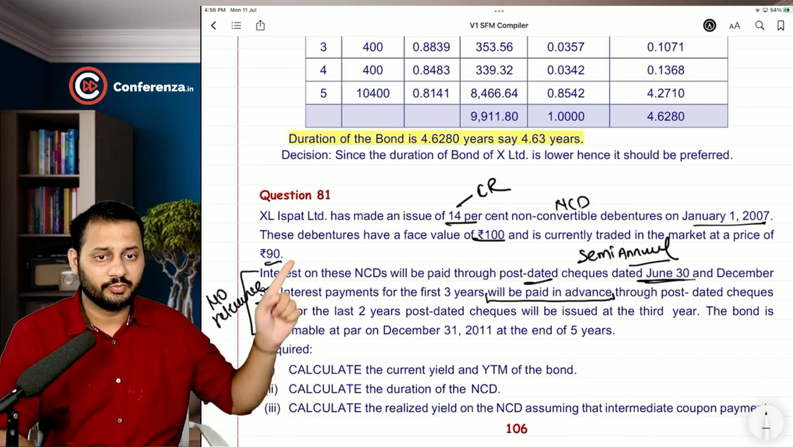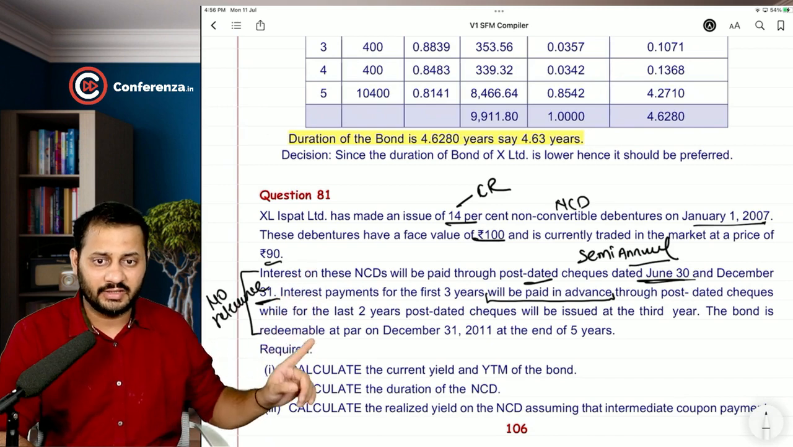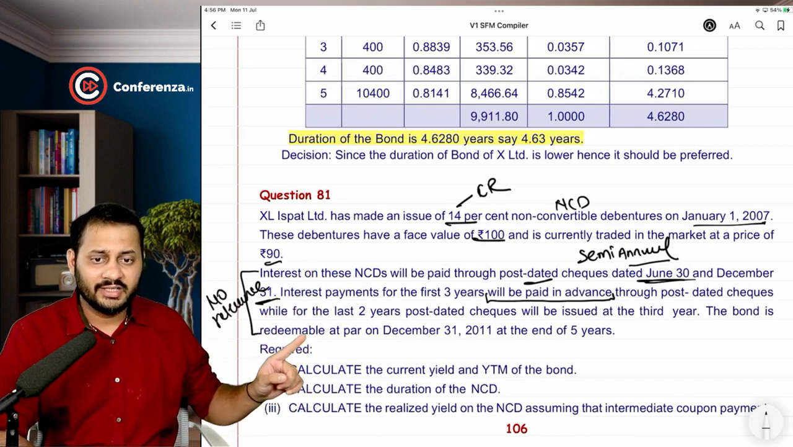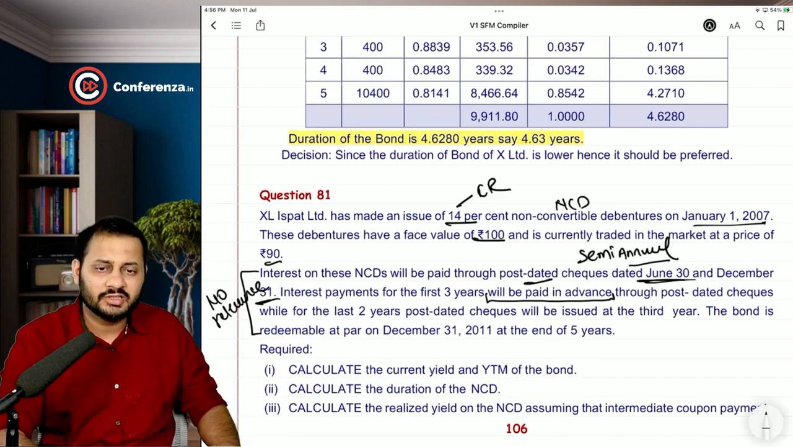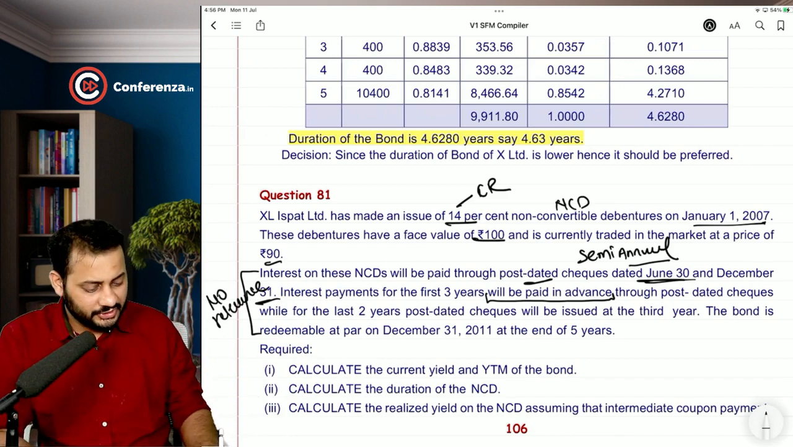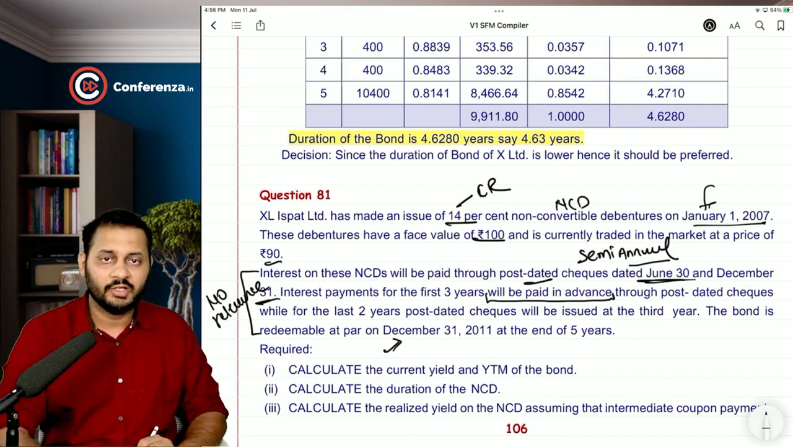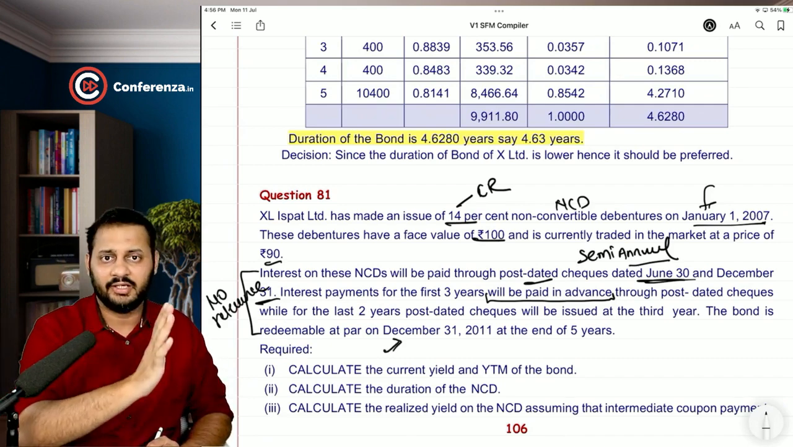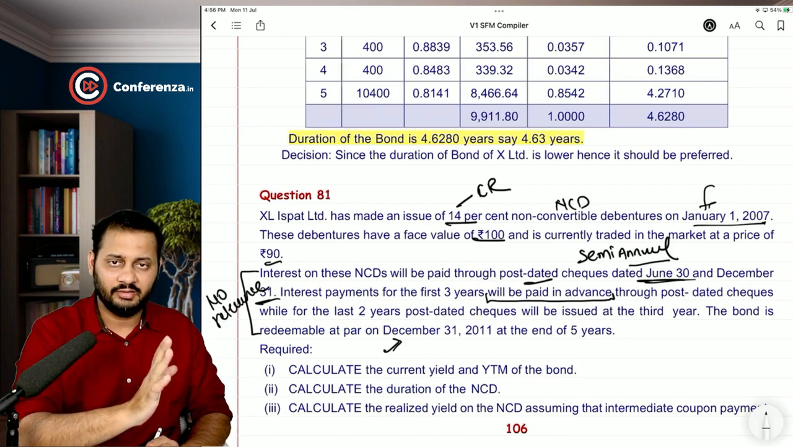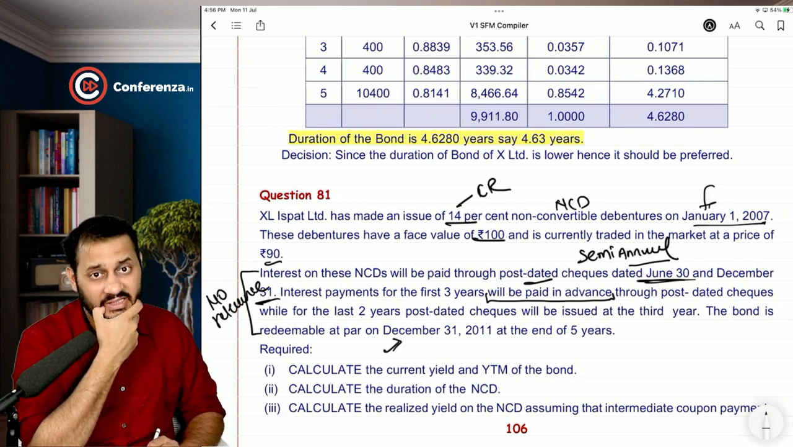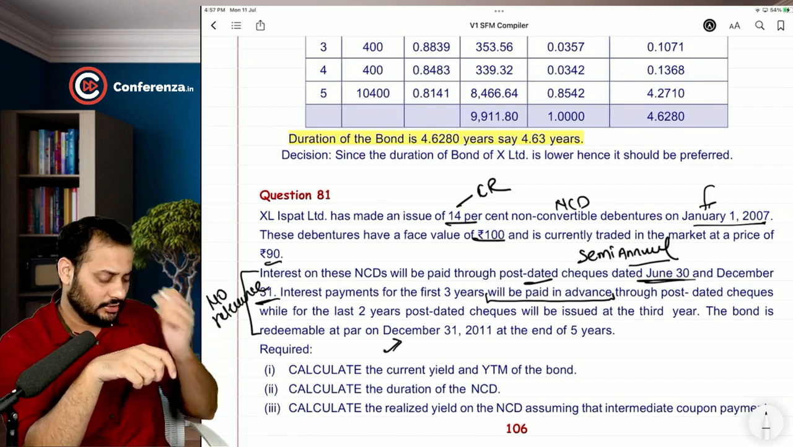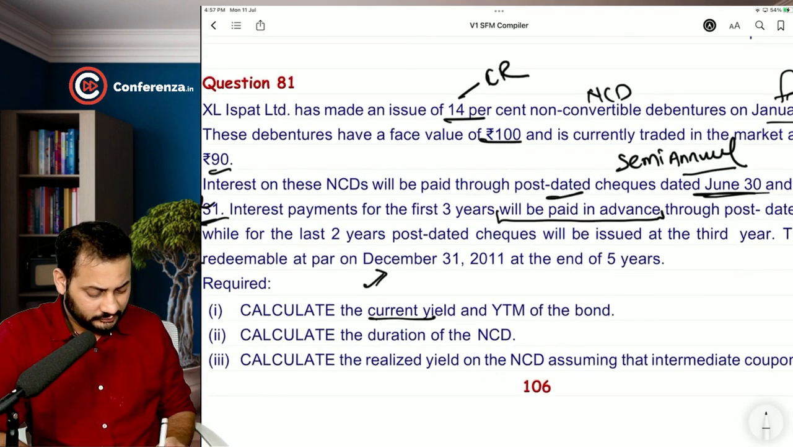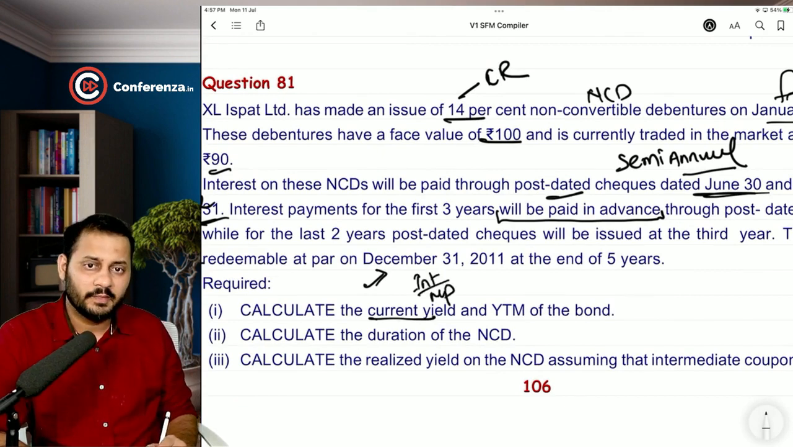Understand? 100 rupees will be received at the end of the 5th year, on December 31, 2011. Not the 7th year, it's just 5 years. So this was January and this is December. So the entire 2007, 8, 9, 10 and 11. So a 5 year period is there. You have to calculate the current yield and YTM of the bond. What is the current yield? Very simple. Interest divided by market price.